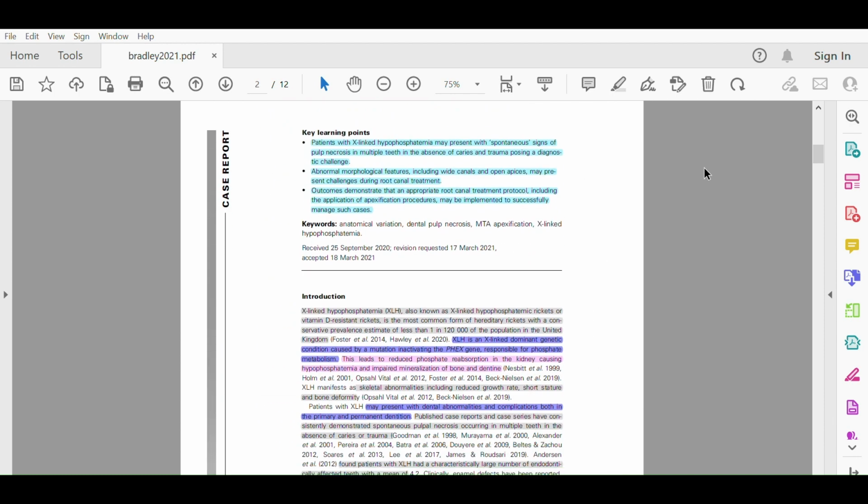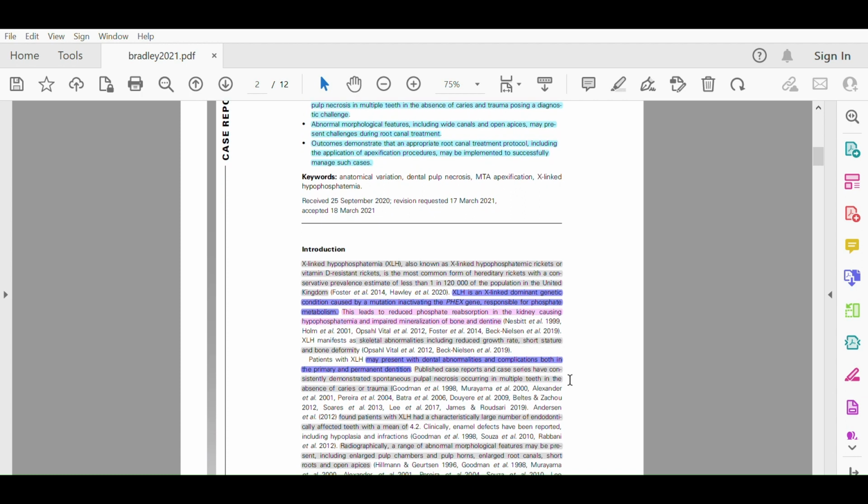X-linked hypophosphatemia, XLH, is known as rickets or vitamin D resistant rickets. It is an X-linked dominant genetic condition caused by a mutation in the PHEX gene, responsible for phosphate metabolism. This leads to reduced phosphate reabsorption in the kidney, causing hypophosphatemia and impaired mineralization of bone and dentin.